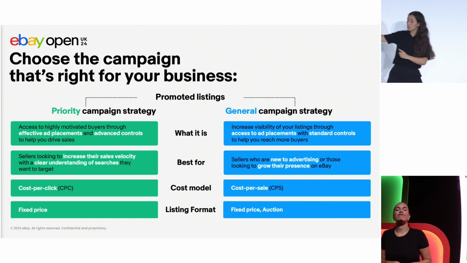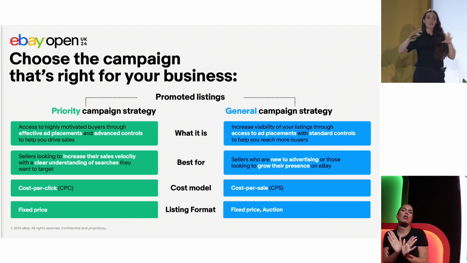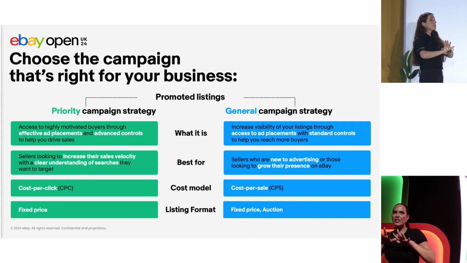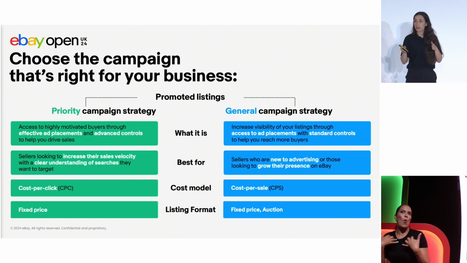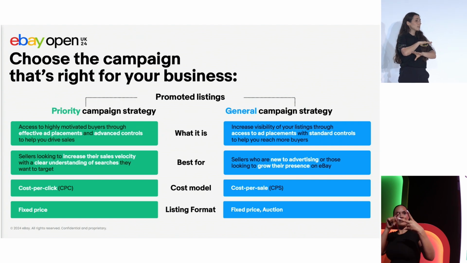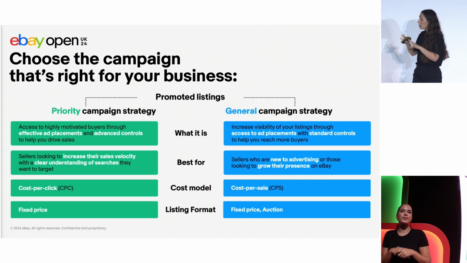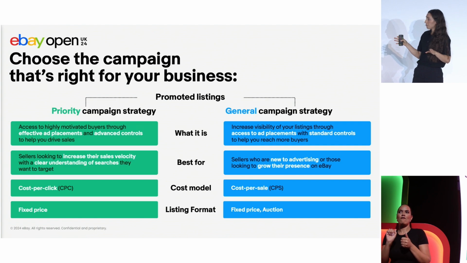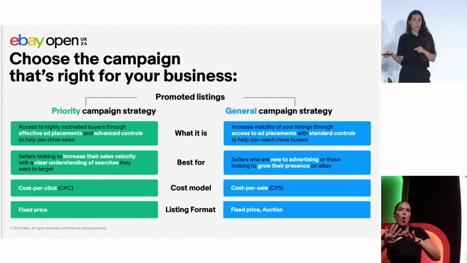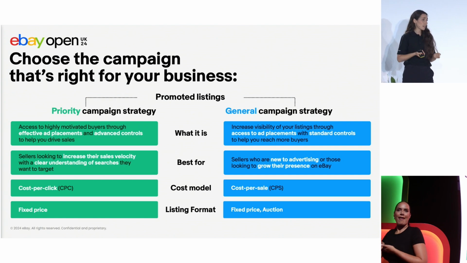We also have the general campaign strategy. So this is quite different. This is all about visibility, reaching as many buyers as possible. So if you think about priority as being highly targeted, general is about just getting as many views and impressions as possible for your stock. It's perfect for getting that site-wide visibility. And this is on a cost per sale model, so you pay when you make a sale. Listings promoted with a general strategy typically see 30% more sales versus non-promoted items.